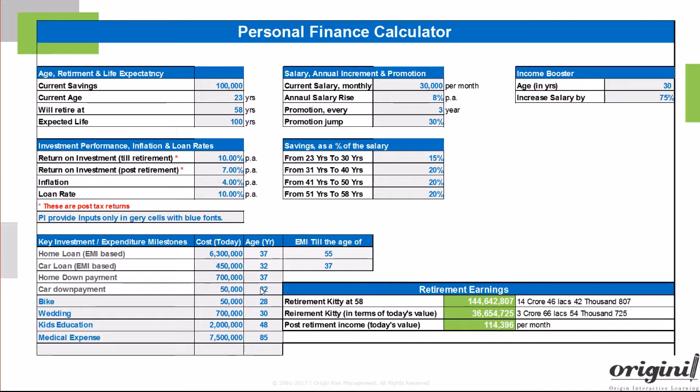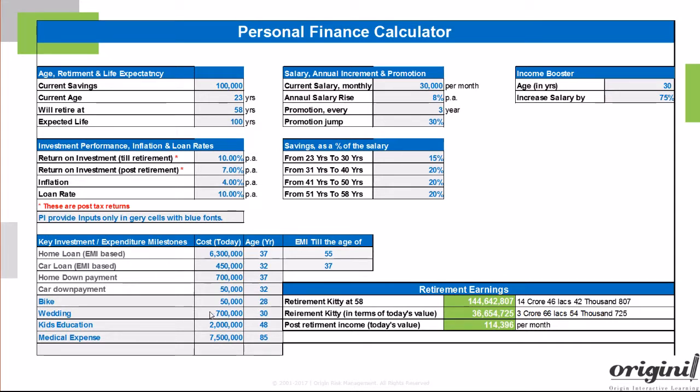You can keep these numbers as 0 if you already have a home and car and do not need the loans. All items here are in terms of today's price. This price is adjusted for the inflation at the rate assumed here. Besides these, you can put in other key items. For instance, you may want a bike that costs 50,000 rupees and you would like to buy it when you are 28. There may be wedding expenses that you would like to share.